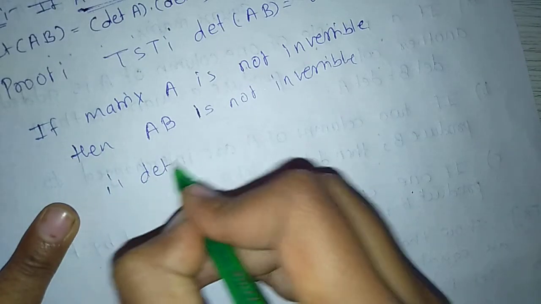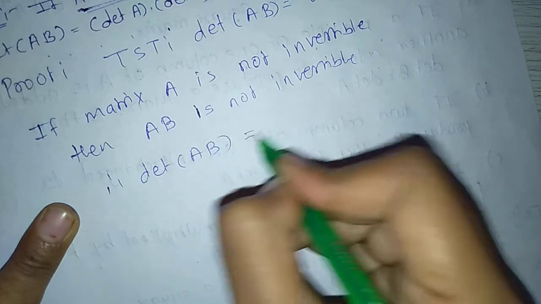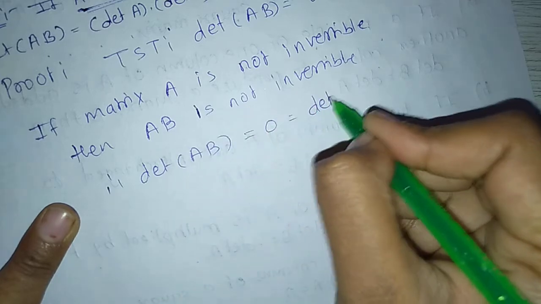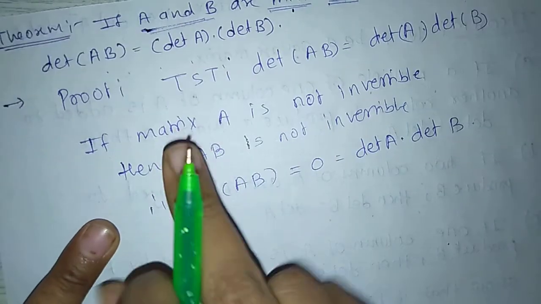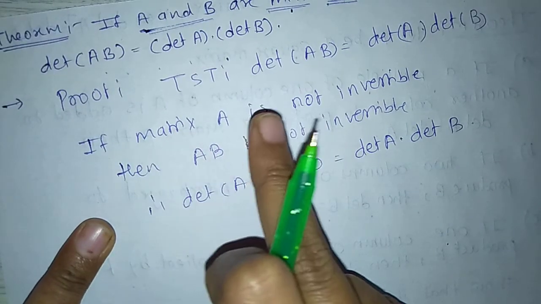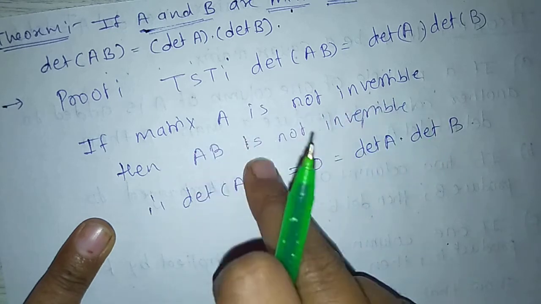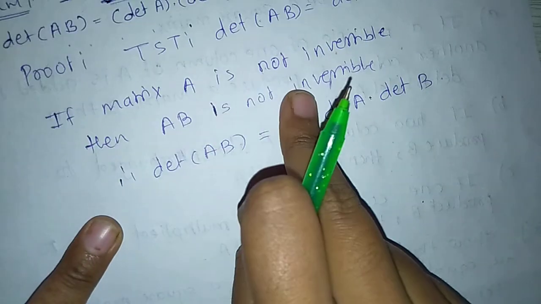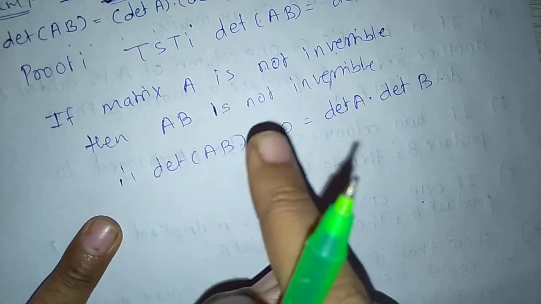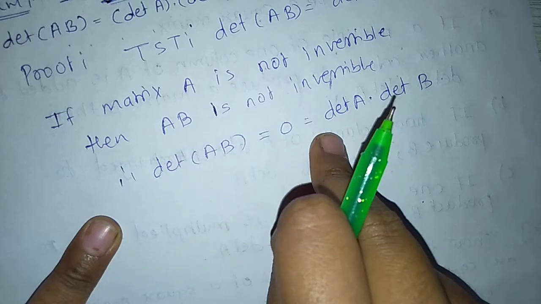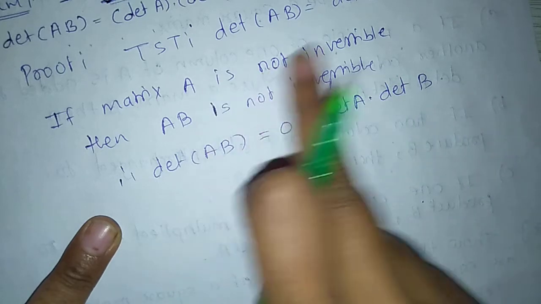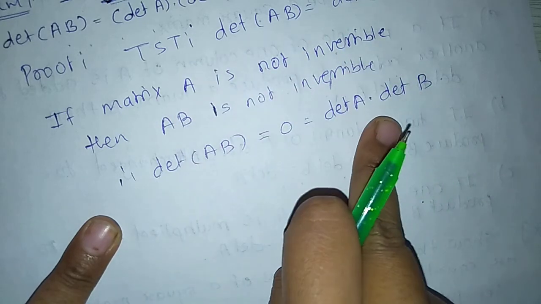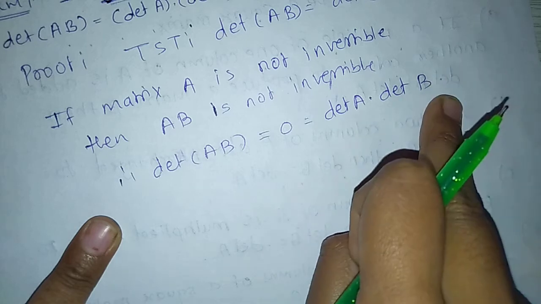Therefore, determinant of AB equal to 0, which is equal to determinant of A into determinant of B. We have already seen that if A is not invertible, then AB is not invertible. AB is not invertible means determinant of AB equal to 0, and 0 equal to determinant of A into determinant of B, because here A is not invertible means determinant of A equal to 0. 0 into determinant of B, 0.